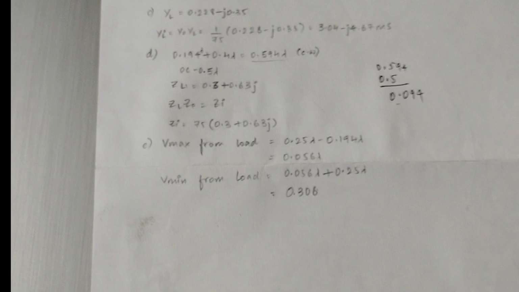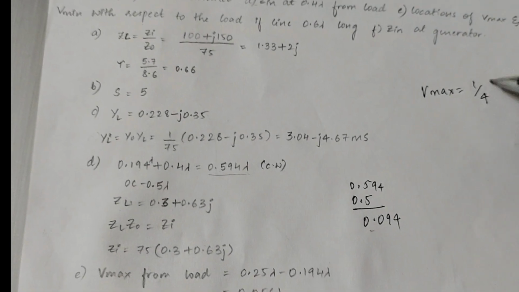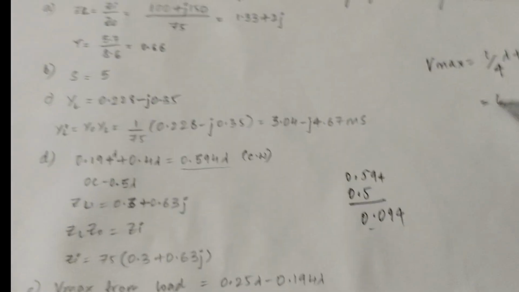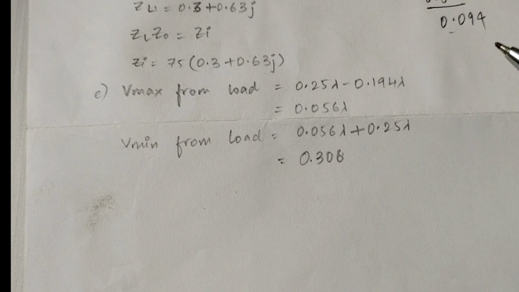This is done. How to find Vmax from the load and Vmin from the load? Let us see. Vmax is 1 by 4 lambda plus whatever you have got. See, 1 by 4 lambda is what? 1 by 4 lambda is nothing but 0.25 lambda. So, Vmax from the load is 0.25 lambda minus whatever you have got.